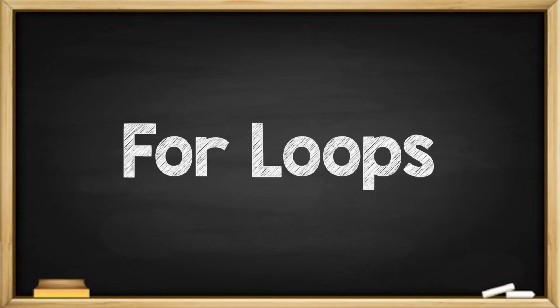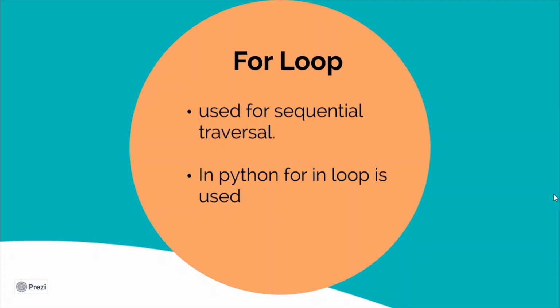So now let's see what is a for loop. A for loop is used to iterate through a sequence like a list, tuple or string. For loops are used for sequential traversal, like for example traversing a list or string or array. In Python there is no C style for loop. There is a for in loop, which is similar to the for each loop in other languages.